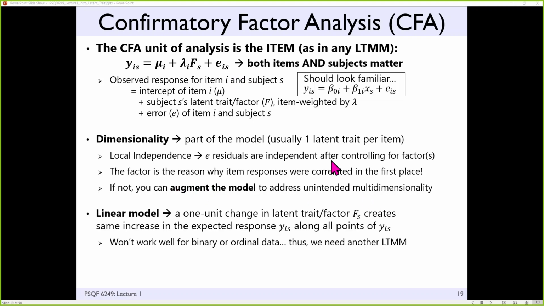It's a linear model. So as the factor continues to increase, y continues to increase. Now, if I have an ordinal response format, 1 to 5, my model will predict an answer of 6 or 7 for really high trait people. It might predict an answer of -1 and -2 for really low trait people. That's a problem. So that's why confirmatory factor analysis is not ideal for most common response formats that are ordinal.